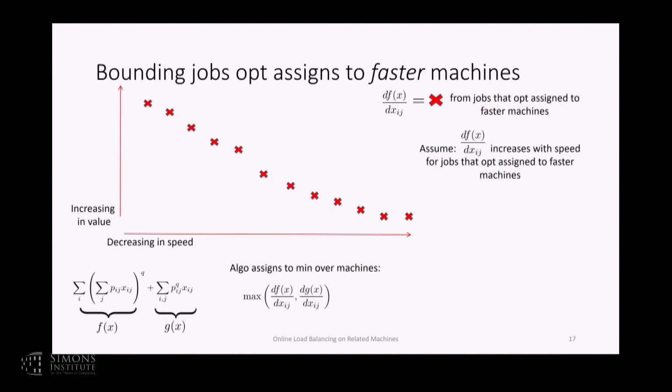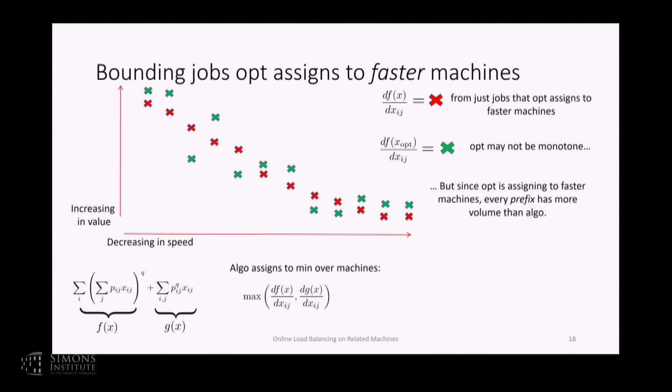Why? This is how the algorithm looks. How does opt look? Its derivatives can be completely uncorrelated. It can be completely arbitrary. However, I have a prefix property here.